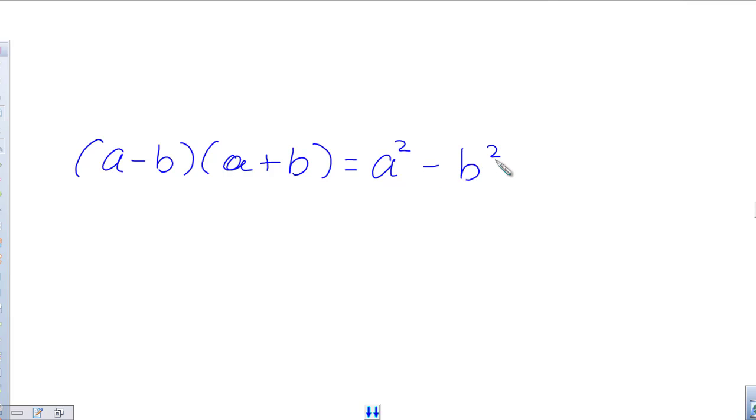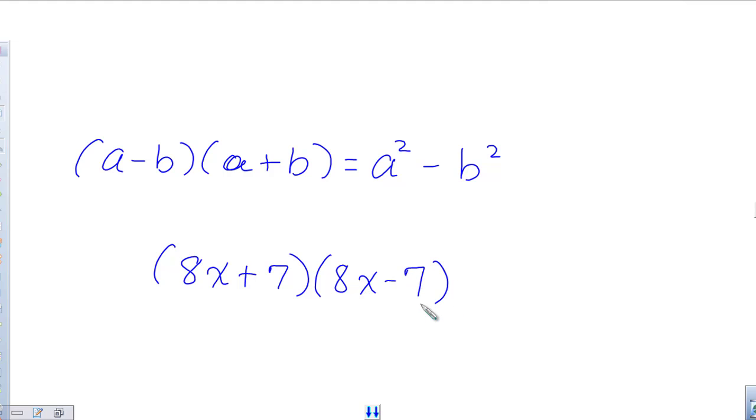Very good. All right, so just a quick example. Let's say we've got 8x plus 7 times 8x minus 7. That's going to be what? Okay, which is what? 64x squared minus 49. Okay.